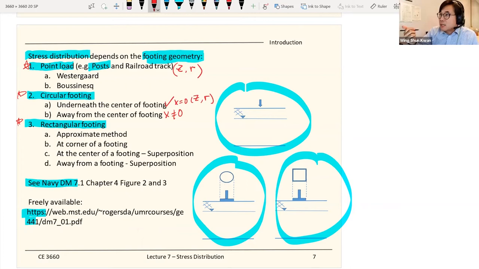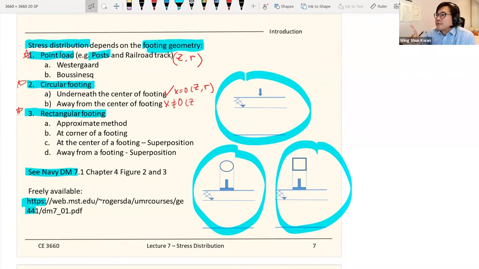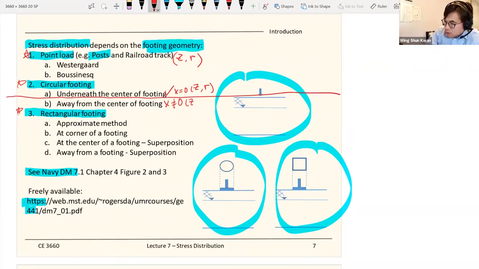Case 2B is difficult now. It changed the whole game. Because previously, up to this point, you only have two unknowns.